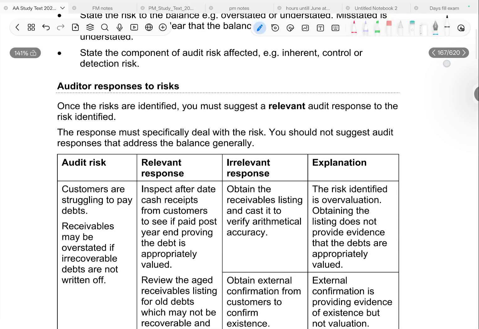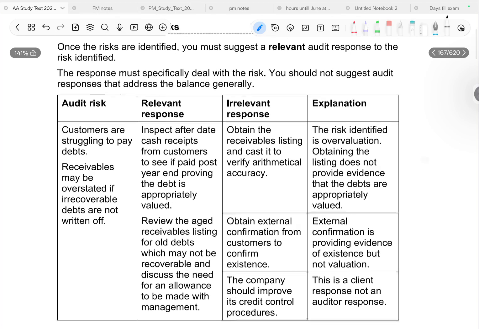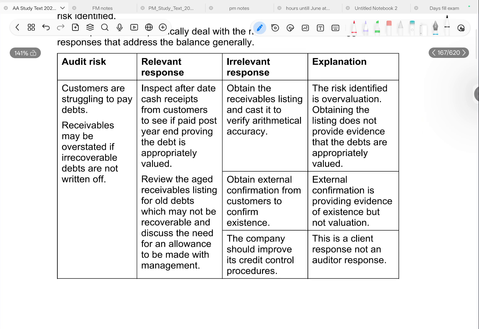Now, the auditor's responses to risk. Once a risk is identified, you must suggest a relevant audit response. The response must directly address a specific risk identified, not just a risk in general. For example, if customers are struggling to pay, there's a risk that receivables are overstated. A relevant response would be to check after date cash receipts to determine whether debts have been paid. Another appropriate response is to review the aged receivables listing and discuss doubtful debts with management.